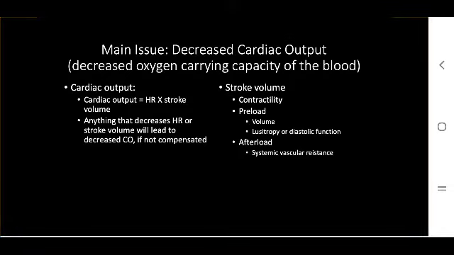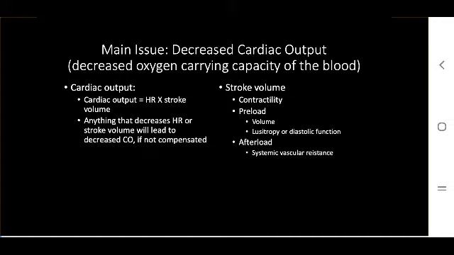There is an afterload to blood leaving the heart. There's an afterload for the blood to leave to the systemic circulation, and there is an afterload, a resistance, for blood to leave the pulmonary circulation. All of these impact whether we have a decreased cardiac output state.